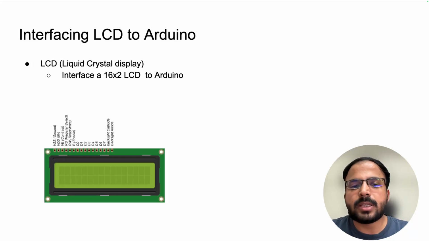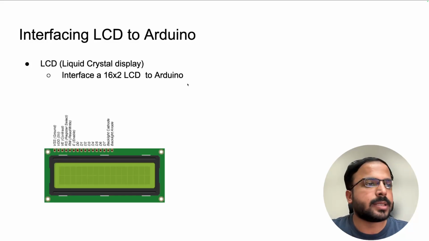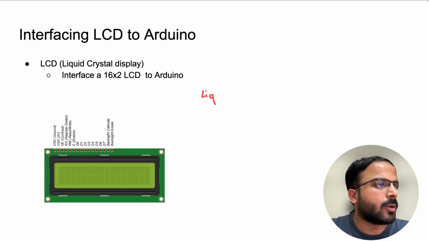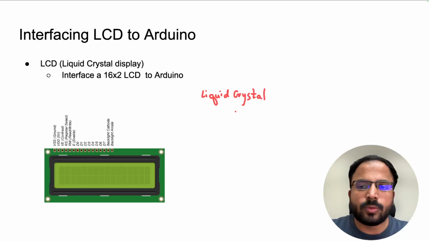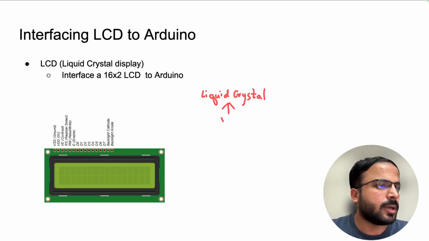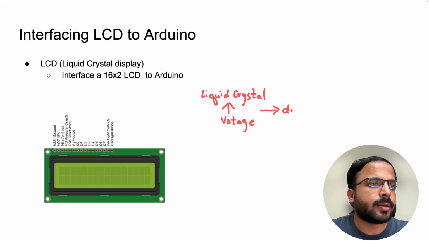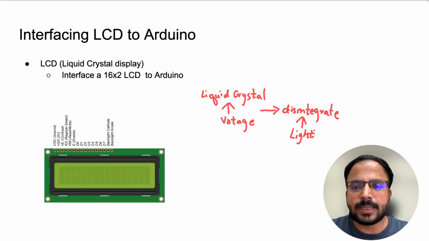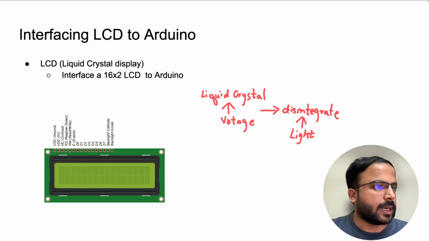So liquid crystal displays, you would have heard of LCD TV screens and all of that, right? The functioning remains the same. These LCDs have liquid crystals inside them, and once you apply a voltage to these liquid crystals, they disintegrate, and once they disintegrate, they allow the light to pass through, and that is what lights the LCD TV screen and allows you to display the characters.